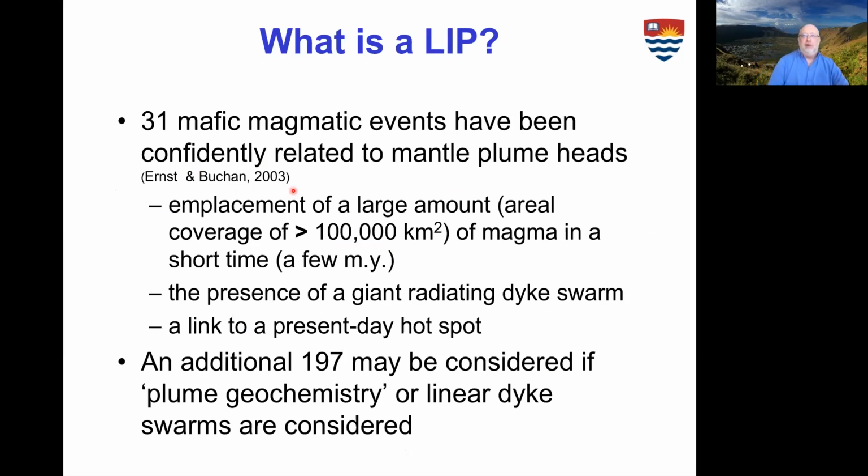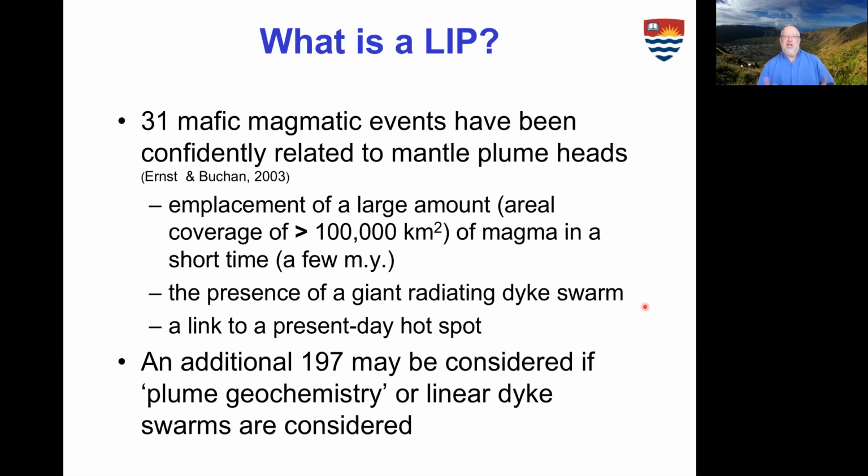So if we look at sort of the typical definition of a rift, and this is Richard Ernst and Buchan a few years ago now, they recognized at that time that there were 31 sort of mafic magmatic events in the geological record that could be definitively, or at least confidently, associated with upwelling mantle plumes like the thing we see under Hawaii. They suggested there are a number of characteristics of these.